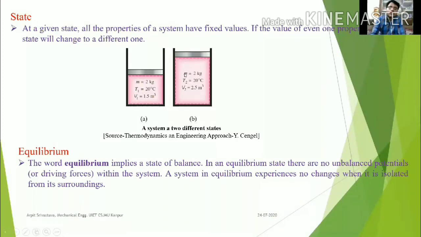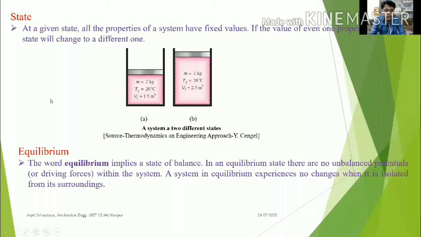So T1 and T2, M1 and M2 are the same, but still we can say the state is changed because one property is changed. This definition suggests that at a given state, all the properties of the system have fixed values. If the value of even one property changes, as in this example, V is changing from V1 to V2, that is 1.5 to 2.5, irrespective of the mass and temperature being constant. So state is just like a coordinate. In coordinate geometry, we define position with the help of coordinates x, y, and z. The same thing happens in thermodynamics: we define a state with the help of properties of the system.